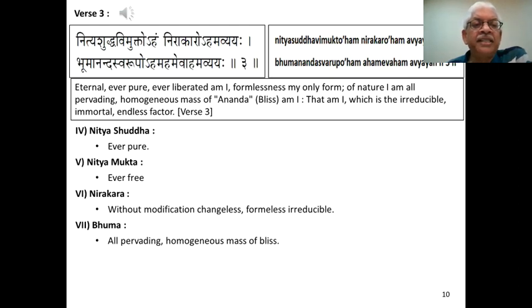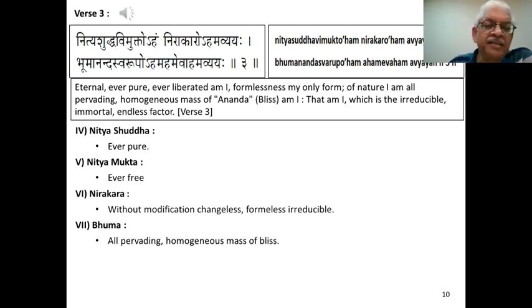The next quality is Nitya Muktaha. Nitya Muktaha means ever free from the tyrannies of these 3 sharirams. It's got nothing to do with the 3 sharirams. Therefore, it is ever free. This is the freedom which we need to learn as my nature.